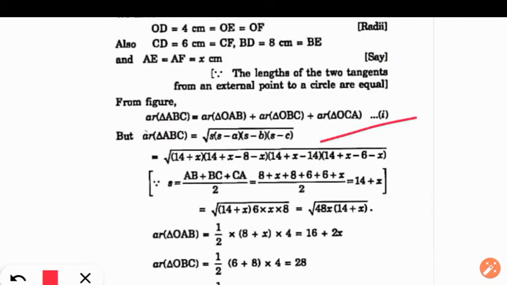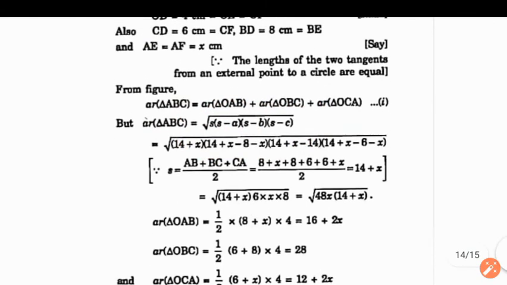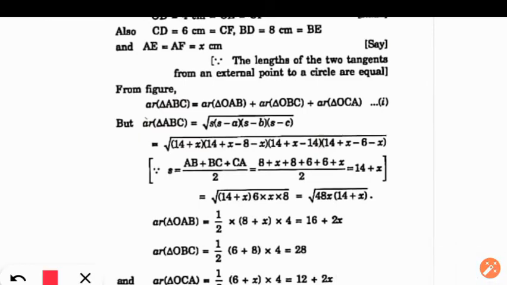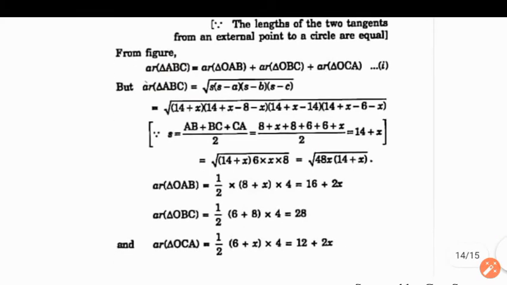Equation 1. Now we know the formula to find the area of triangle ABC. To find the area of any triangle, we know this formula, root over s(s minus a)(s minus b)(s minus c). Here the sides are given in terms of numbers or in terms of x. So see, I've used that. By using the formula, we have this.